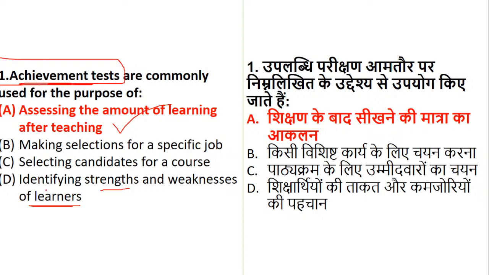Now, why would we go for identifying strengths and weaknesses of the learner? But this statement itself is incomplete. Why are you identifying the strengths and weaknesses of the learner? Do you want to put the learner in some particular course? Do you want to get a certain target from the learner? You do not know what exactly you are identifying the strengths and weaknesses for, whether it is co-curricular or curricular. So the sentence is not complete, and in that case it is not a correct answer. The sentence needs to tell why you are identifying the strengths and weaknesses. So this is not the right option. Your right option turns out to be assessing the amount of learning after teaching.